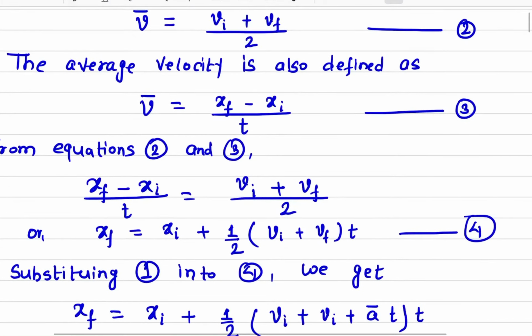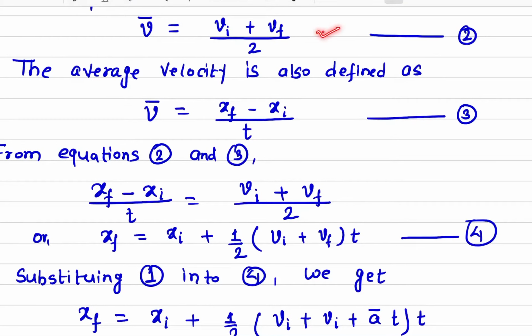Okay, so now let's take a look at equation 2 and equation 3. Both represent the same thing, that is the average velocity. So if we equate them together, this has to be equal because it is in fact giving you the same information from two different perspectives. So this and this has to be equal. That's what I've written here.